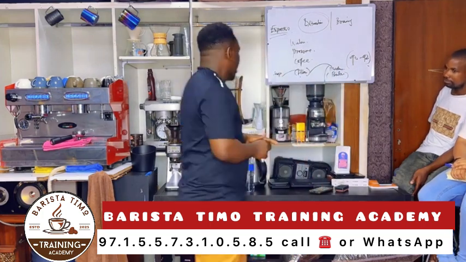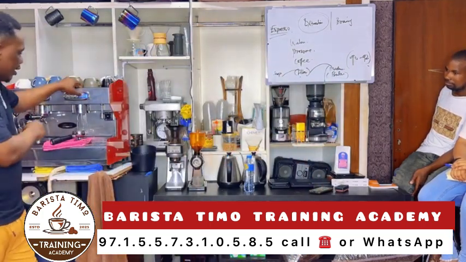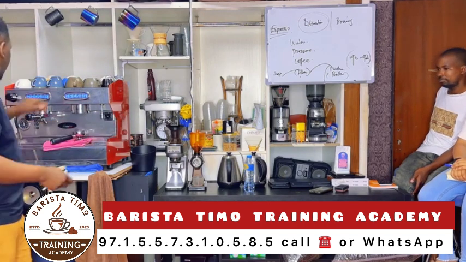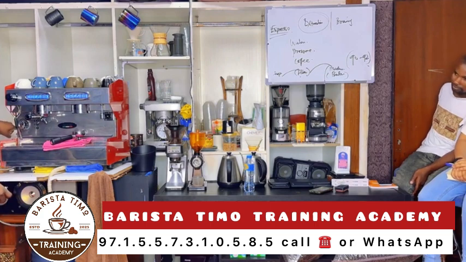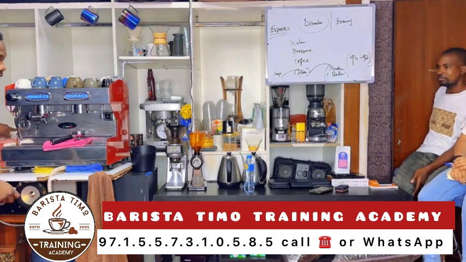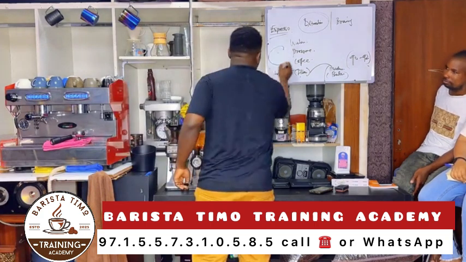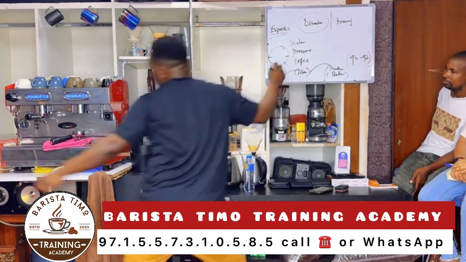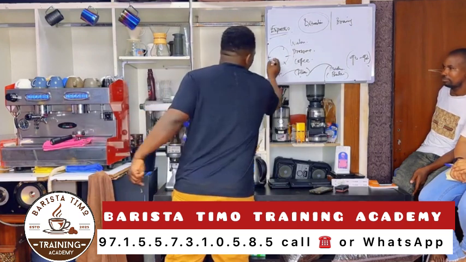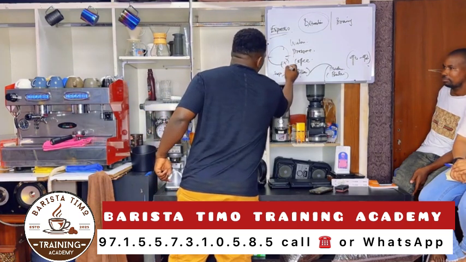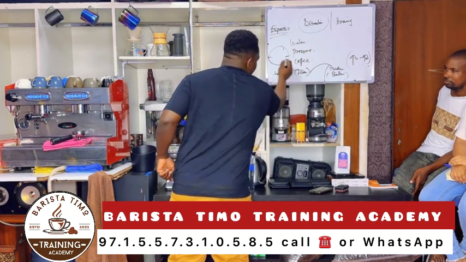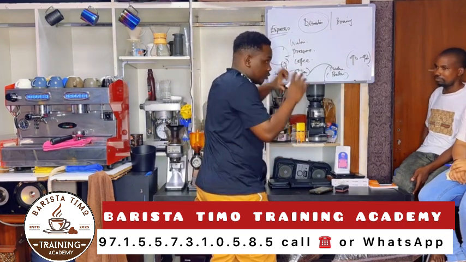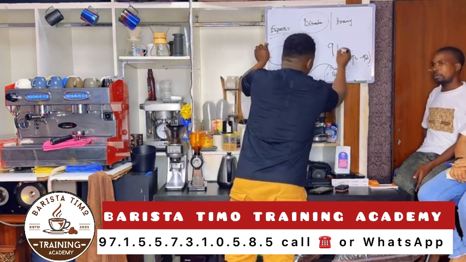What does pressure mean? You see this water is flowing, but it's flowing with a certain force. This is a pressure bar, a pressure meter. This is 0, this is 9, this is 15. Number 9 is right here. Espresso is extracted with a pressure of 9 bars.